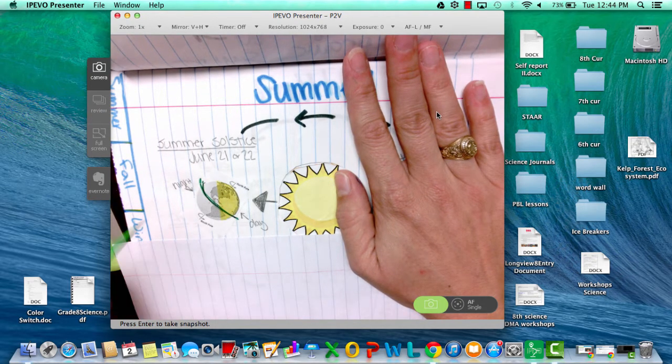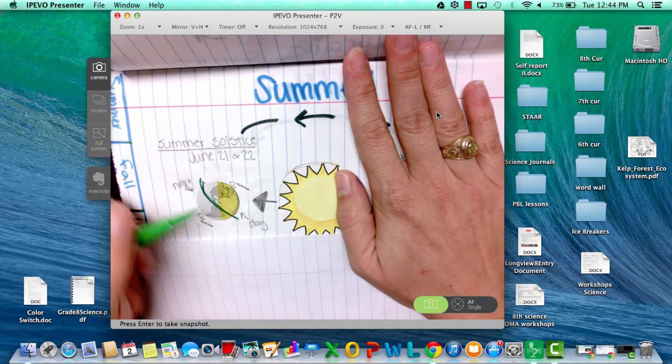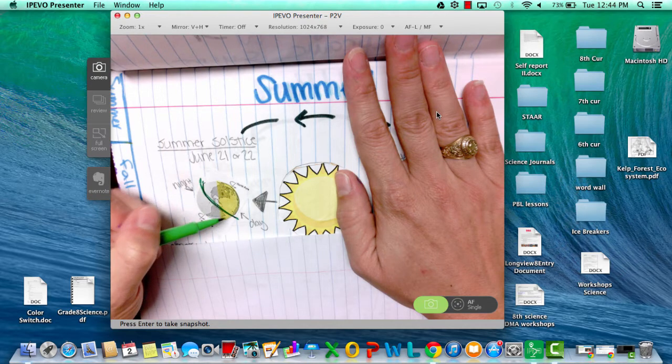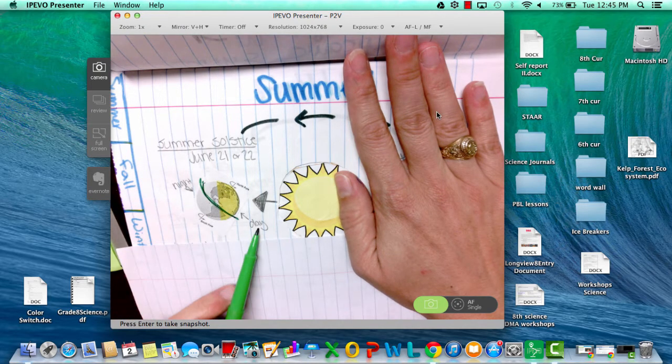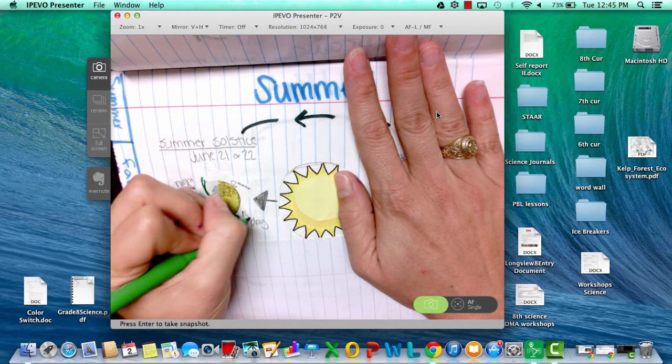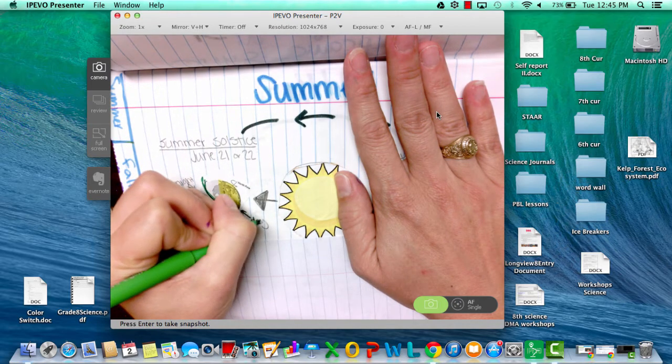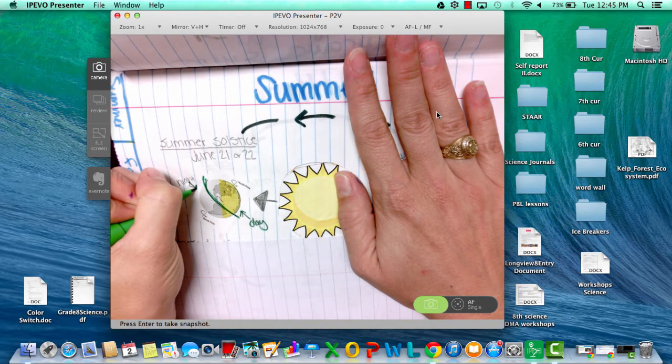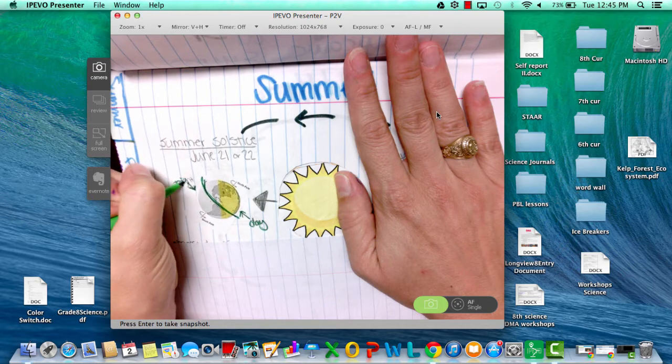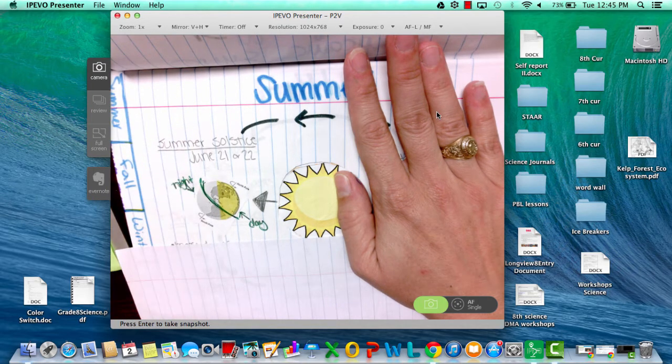So once you have this glued down, I want you to take a yellow marker or a highlighter or something, and I want you to shade the half of the Earth that is facing the sun yellow. This represents day, where the other side that is not yellow represents night. And remember, what causes day and night is the Earth's rotation.